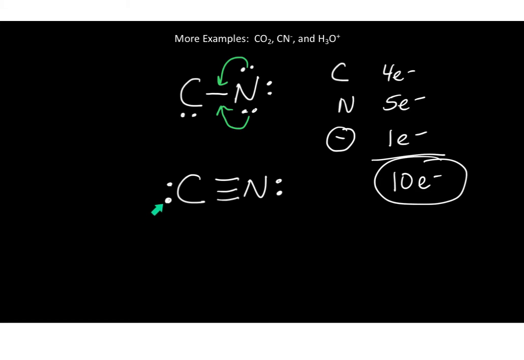And then I can say 2, 4, 6, 8, 10. So I'm consistent with my 10 electrons. Carbon has 2, 4, 6, 8, a complete octet. 2, 4, 6, 8, a complete octet for the nitrogen.